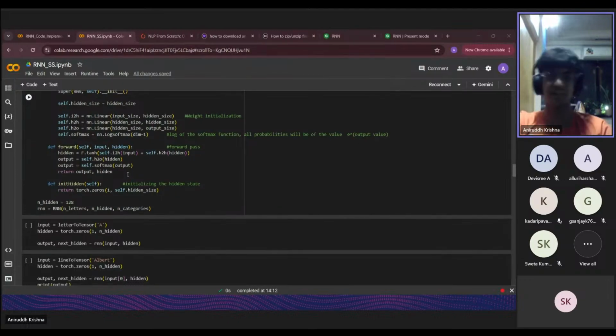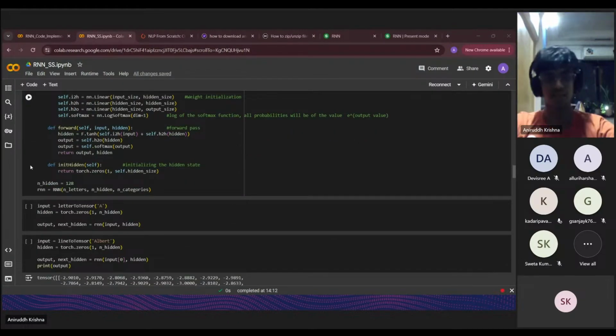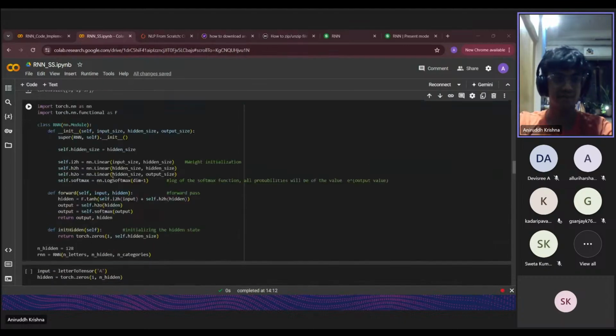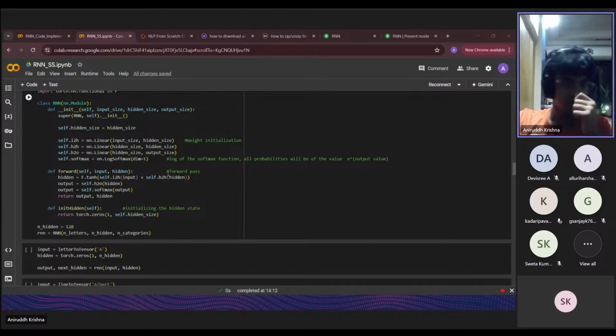So in some places I have used it, in some I have not. Doesn't matter. It will basically just give us a tensor of 1 by the hidden size that we have defined, and all of the values inside the tensor would be 0, and that would be changing as the neural network processes the data. So n_hidden is 128, the number of neurons in the hidden layer, I have defined it to be 128.